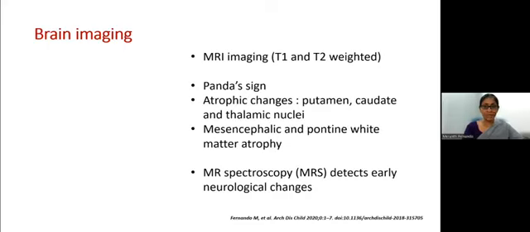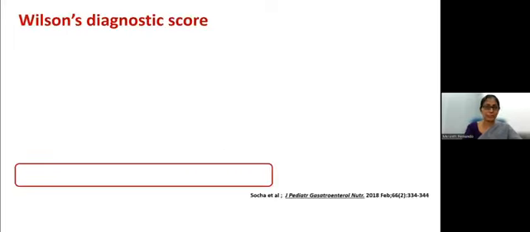I'm sorry about the imaging. Something has happened with the online, but we'll move on. So the brain imaging is very important. MRI imaging, where you would see the changes in the basal ganglia, the typical signs of Wilson disease, which would be very helpful for you to follow up as well. You have documented the brain involvement and start chelators, and then you would see the improvements as well.